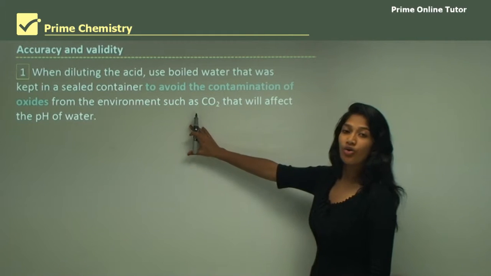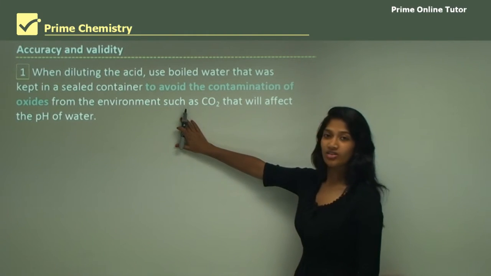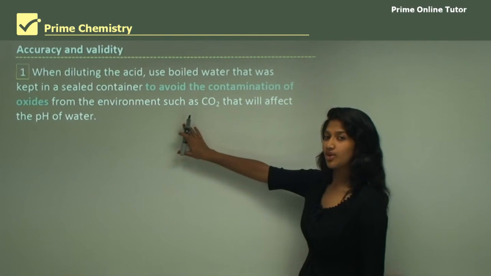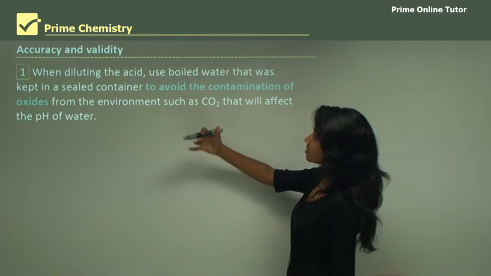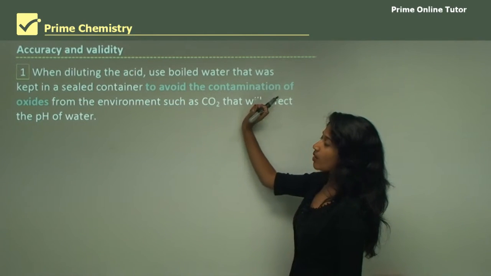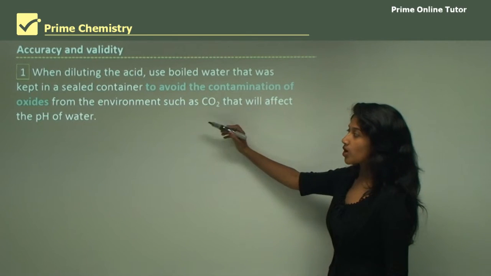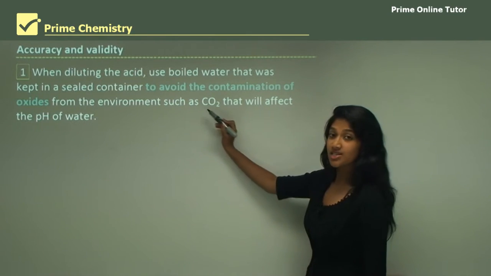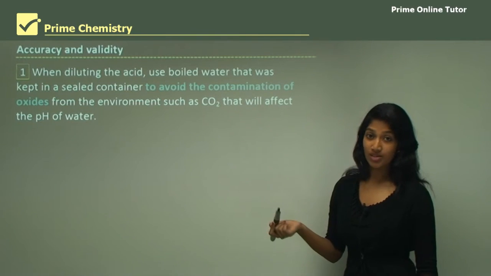So with your experiments, first you have to always take care of your accuracy and validity and always address those. So with this, when diluting the acid, use boiled water that was kept in a sealed container to avoid the contamination of oxides from the environment, such as carbon dioxide, that will affect the pH of water.